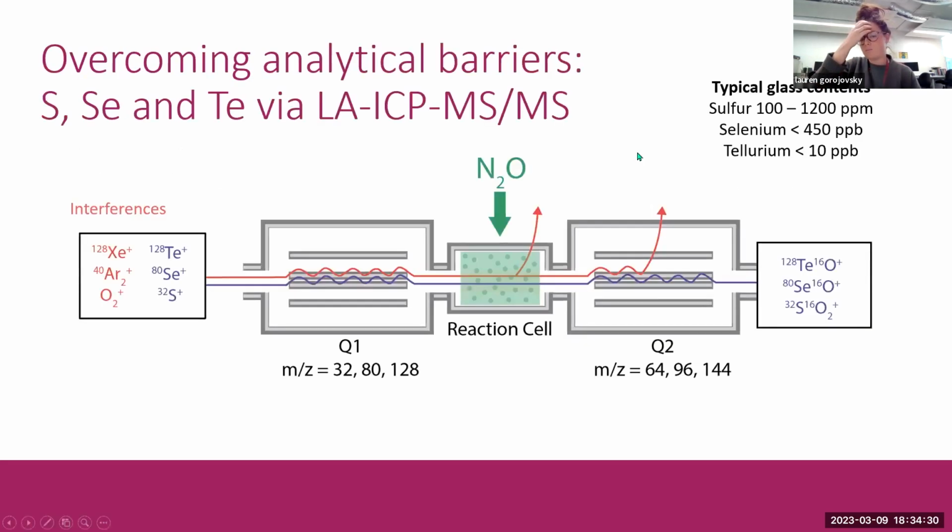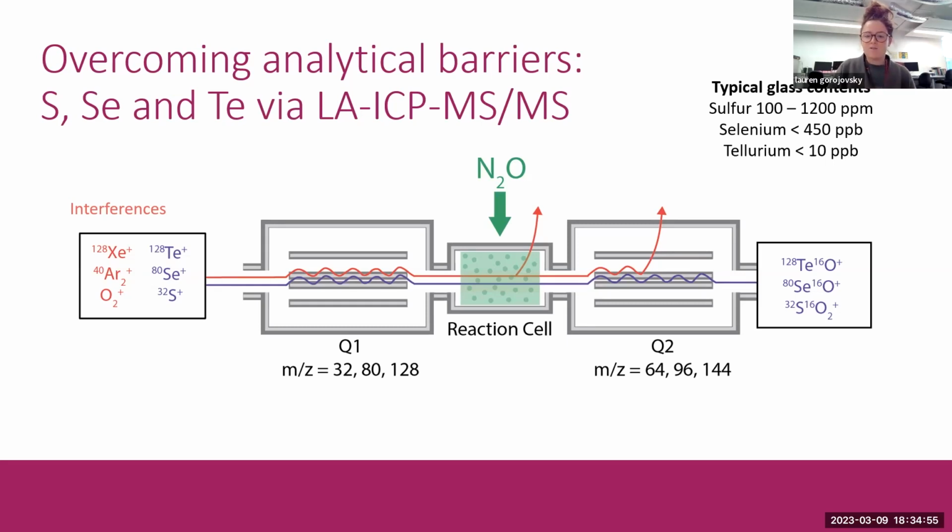The major problem with analyzing sulfur, selenium, and tellurium, particularly by an ICP-MS instrument, is 2 things. First of all, in natural glasses, we basically don't have selenium and tellurium. They are very low abundance. Selenium is present in less than 450 ppb, and tellurium is less than 10 ppb. So you need instruments with very low detection limits.